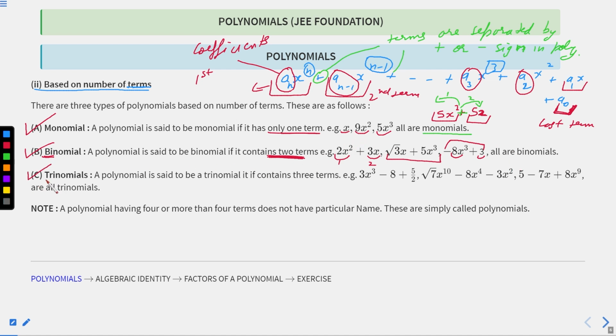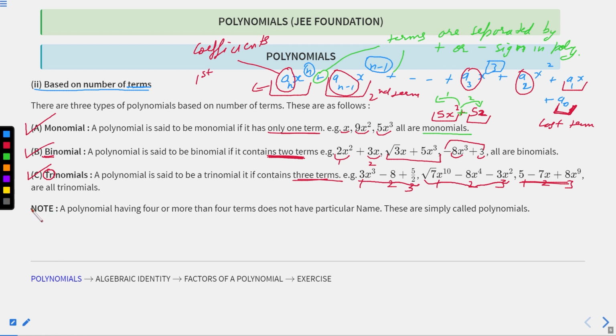Now in trinomials, as the name suggests, tri means 3. So a polynomial containing only 3 terms, we will call a trinomial. For example, 3x cube minus 8 plus 5 by 2. So one term, the second term, and the third term. Another is root 7 x power 10 minus x power 4 minus 3x power 2. First term, second term, and third term. So this is also an example of a trinomial. I hope this is all clear.